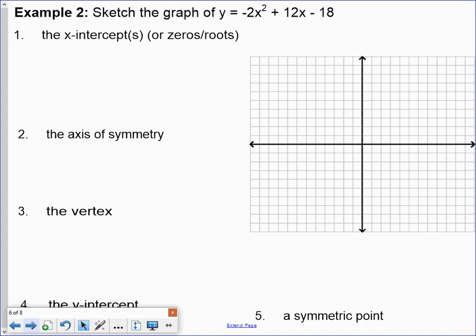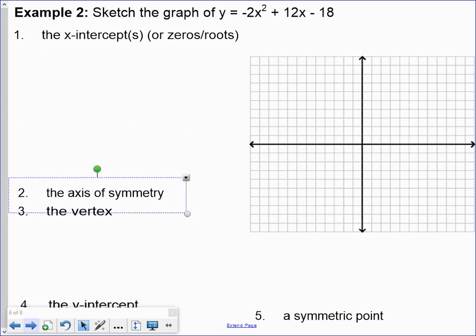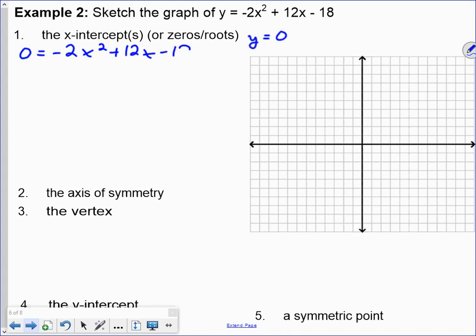So sketch the graph of y equals negative 2x squared plus 12x minus 18. We're going to start this one off exactly the same way. We are going to say that our x-intercepts occur where y is equal to 0. So we'll set y equal to 0: negative 2x squared plus 12x minus 18.